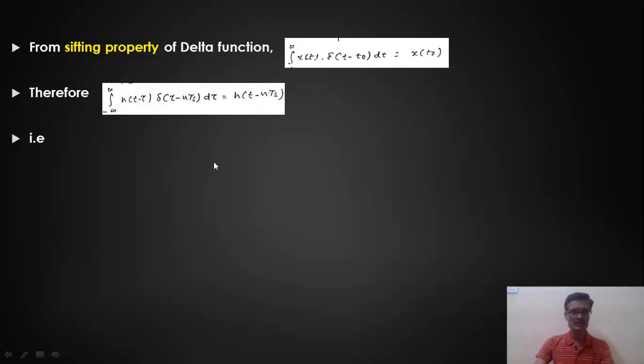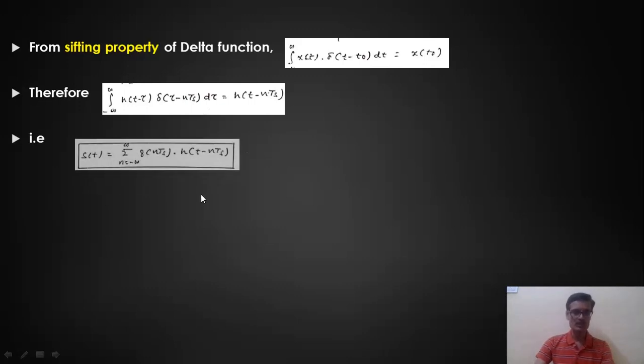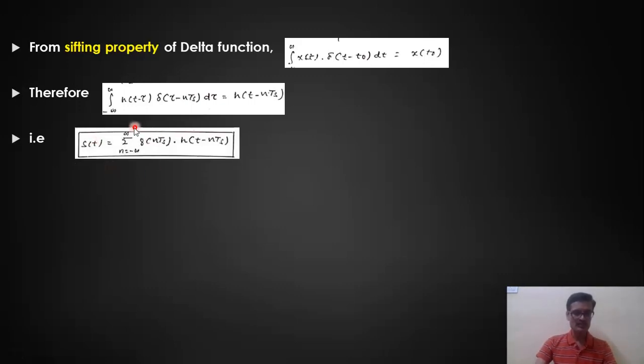Substituting this in the previous equation, we can write s of t as the summation of g of nTs, with the integration completely replaced by h of t minus nTs. Fine. So this is the equation in the time domain for a flat top sampled signal.